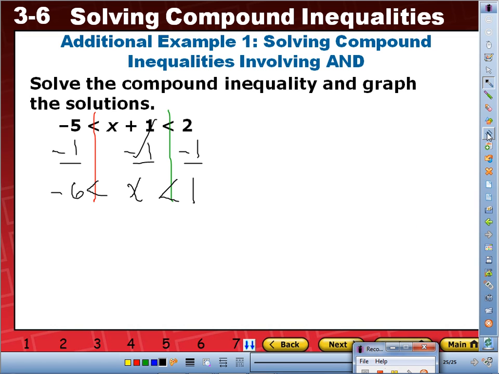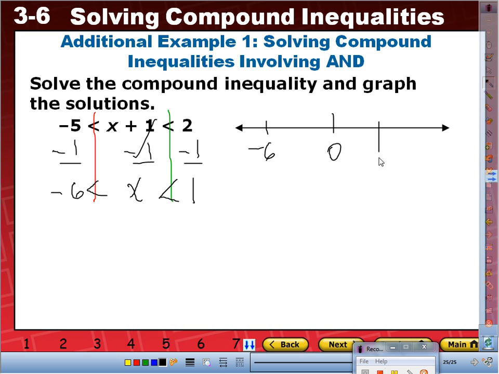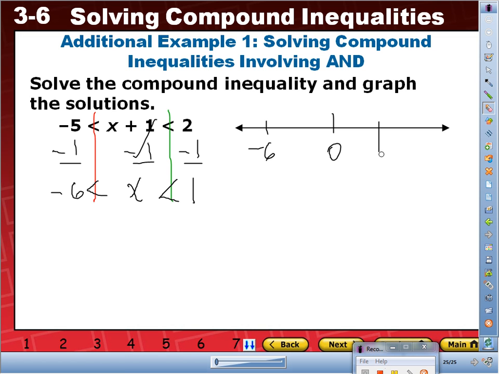So to graph this, I would get my number line. Here it goes. Here's 0. We have negative 6, and the other one is 1. Okay? So for this piece, I'm going to graph this in red.